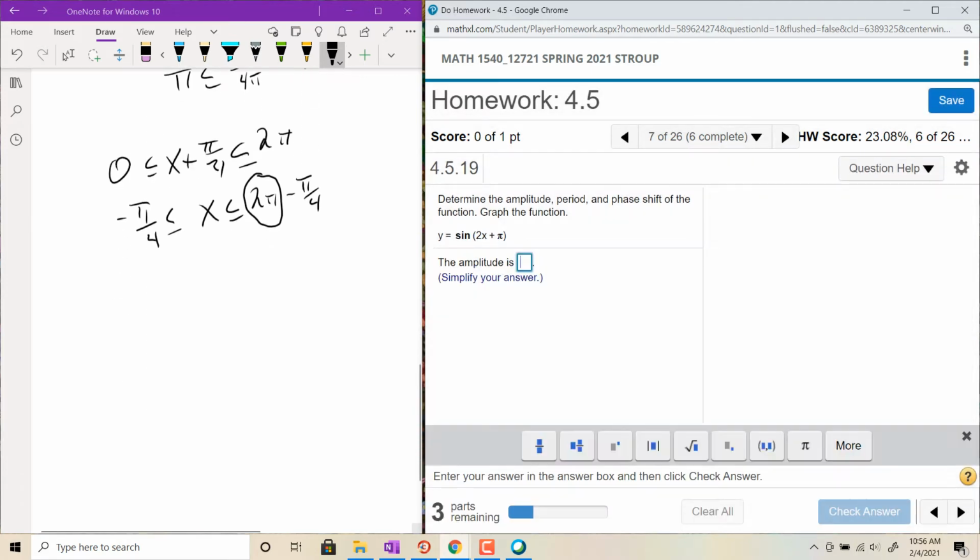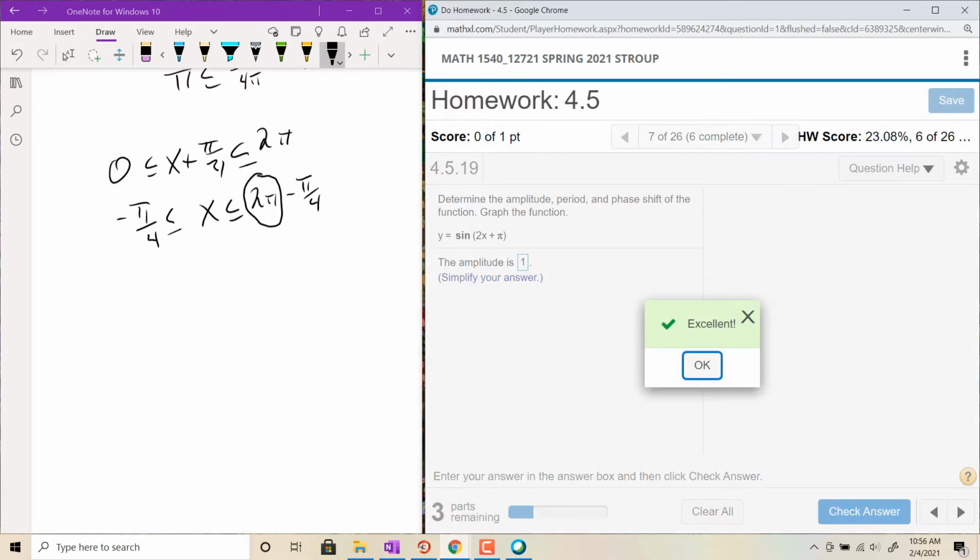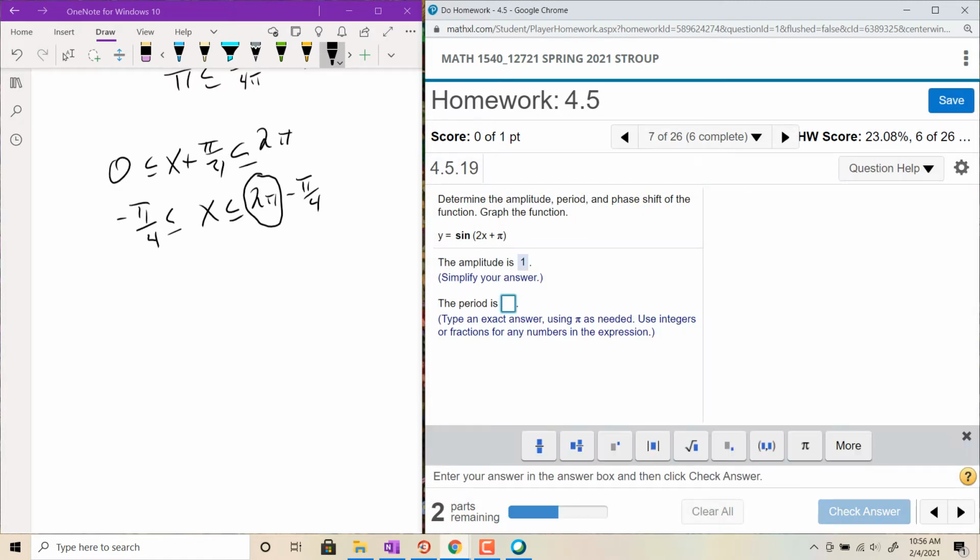Sine 2 pi over x. So again, amplitude is just whatever's in front. Sorry. The period is going to be changed a little because you have that 2x inside the guts there. So let's calculate that out.